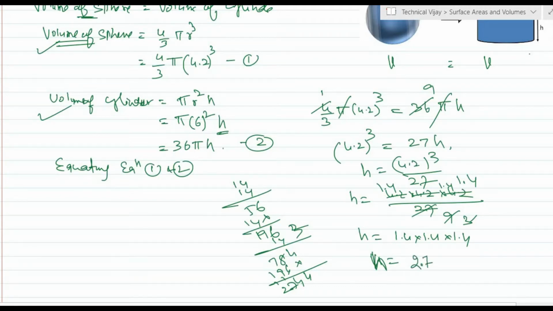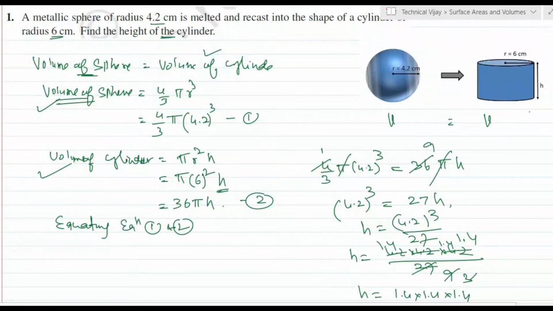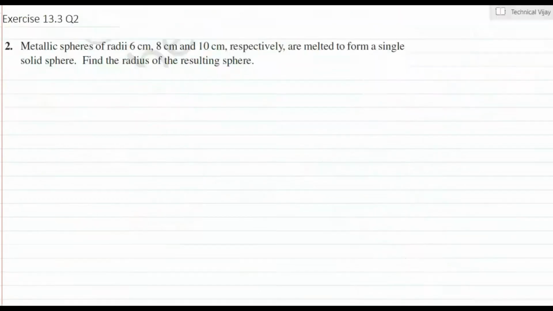So h is equal to 2.744. This height of the cylinder will be 2.744 centimeter. Okay, this is the answer. We'll go for the next one.